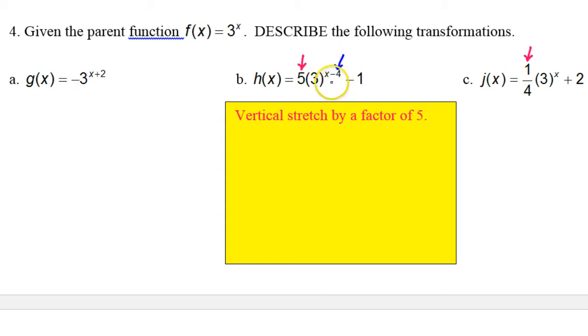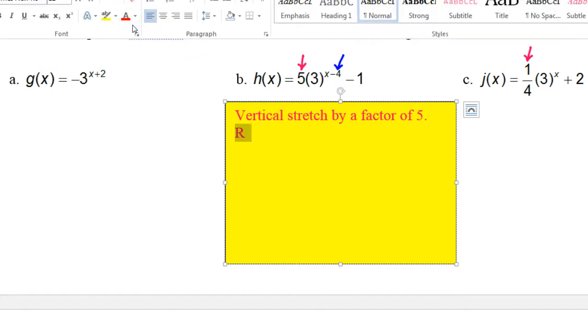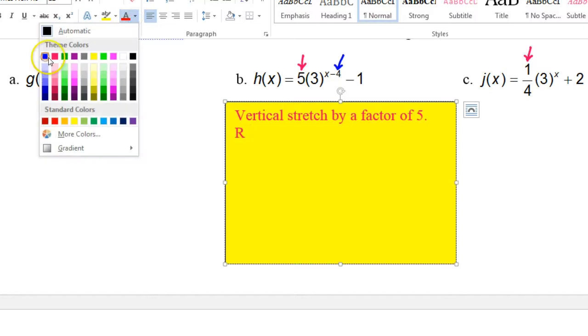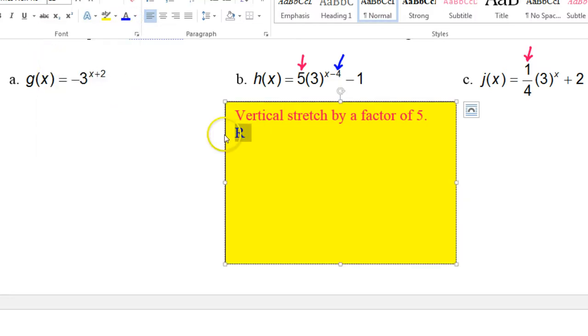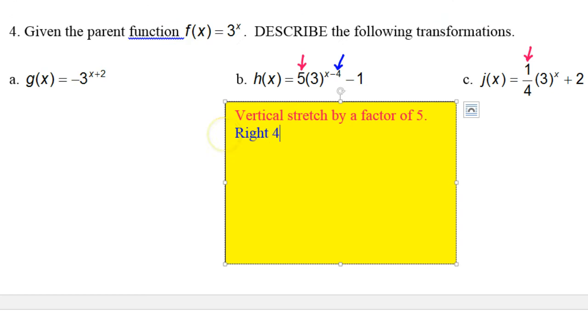When you're adding and subtracting in the exponent, that's going to be a left or right motion, but it will be the opposite of what you would normally think. So a -4 will actually send you to the right by 4. So let me just write that down. I think I'd like to color coordinate it if I can, so I'm going to make it blue like that arrow. Okay, so here we go, right 4.